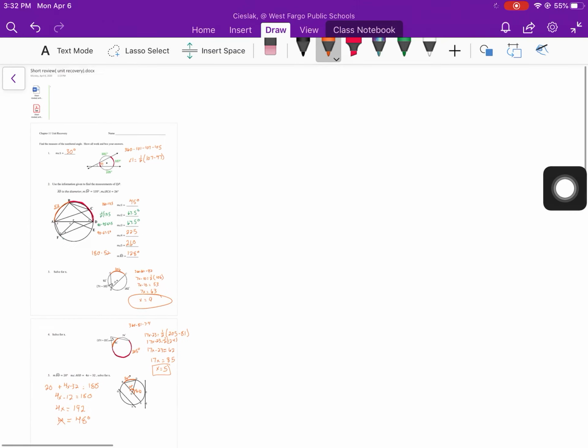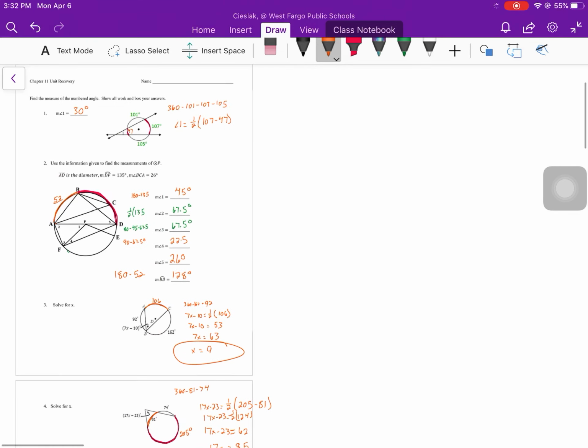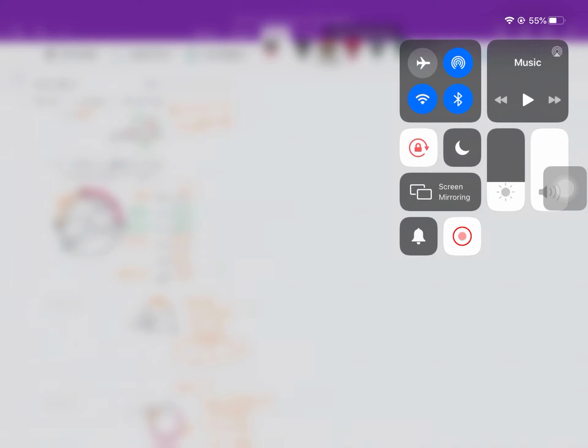Okay, so this doesn't cover everything on your test, but again, this is some of the most commonly missed topics from what geometry students had last year.